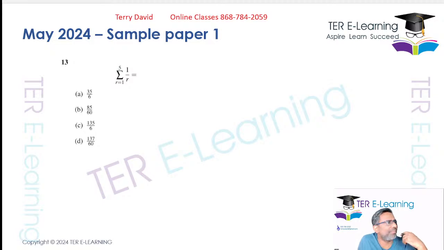I don't think they give you the formula for the nth term of an AP. I'm not sure. I can't remember if that's on the formula sheet, right?